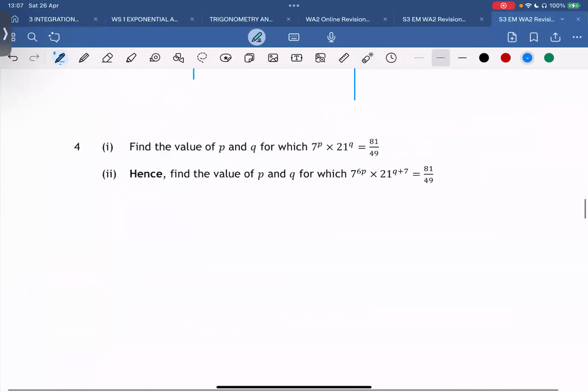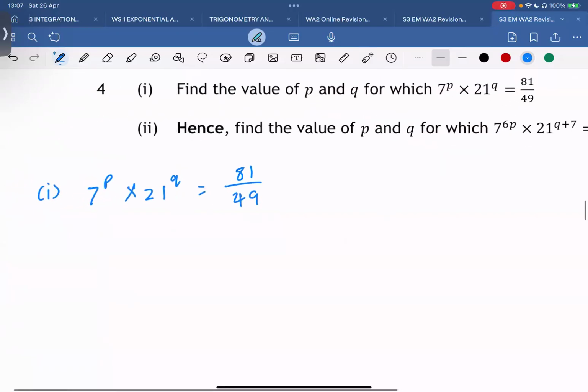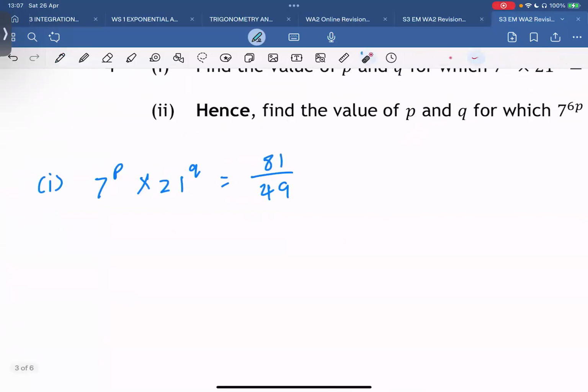Next, question 4. Find the value of P and Q for which this equation holds. Okay, so let's write it down first. Before I start this question, recognize that 21 can be broken down into 7 times 3, right? And 81 is just simply 3 to the power of 4. 49 is 7 to the power of 2. So let's simplify it. So we will have 3 to the power of Q times 7 to the power of Q equals to 3 to the power of 4 times 7 to the power of negative 2.